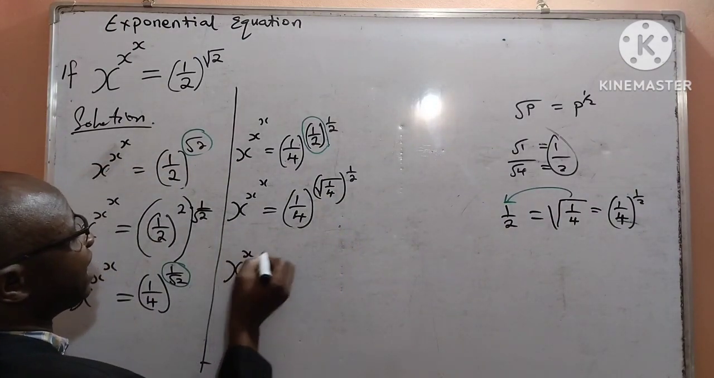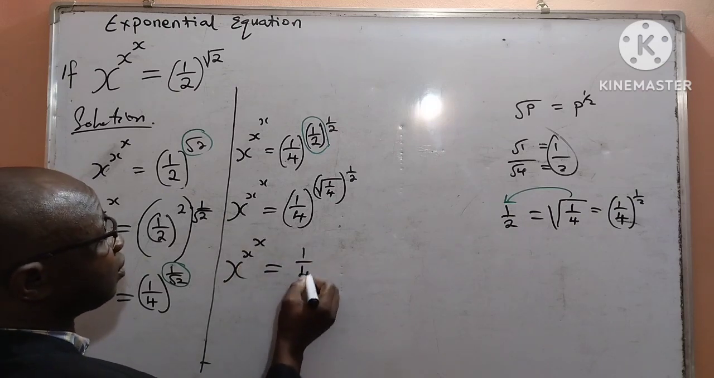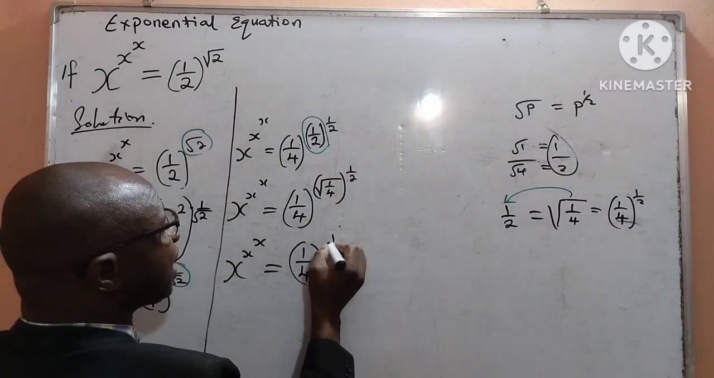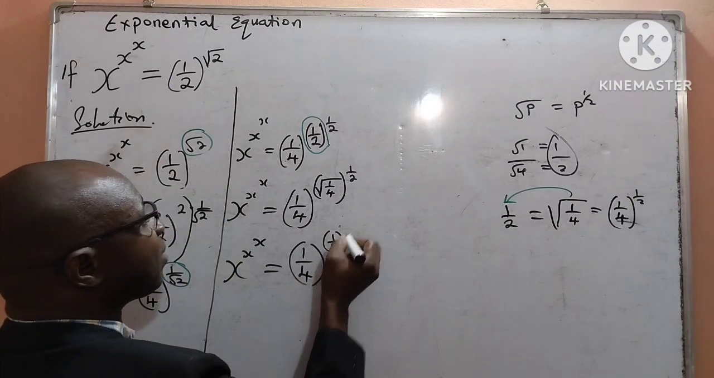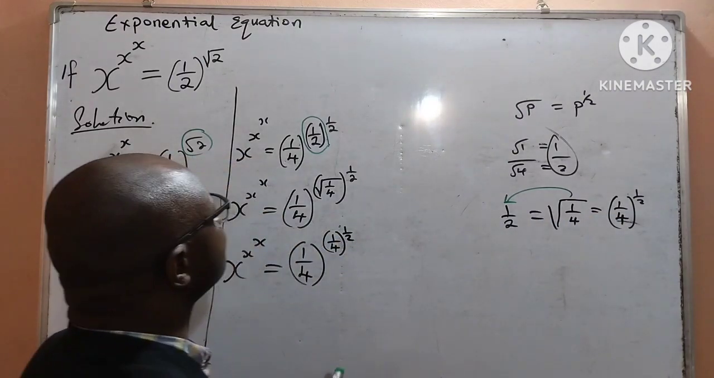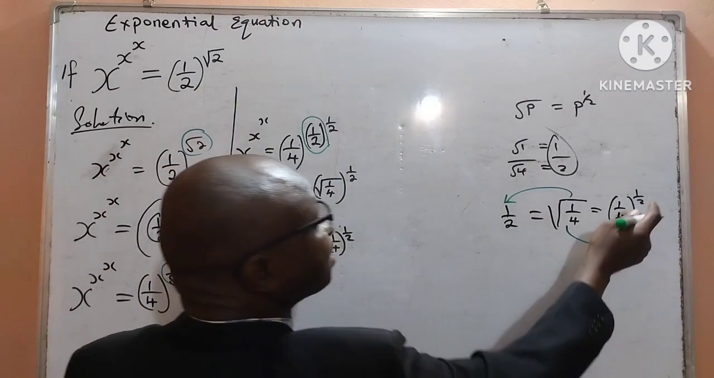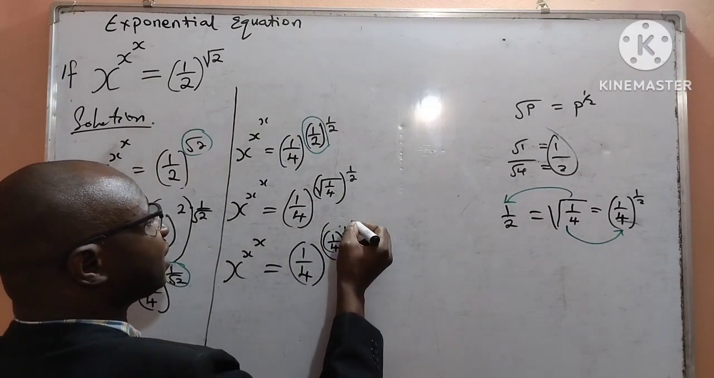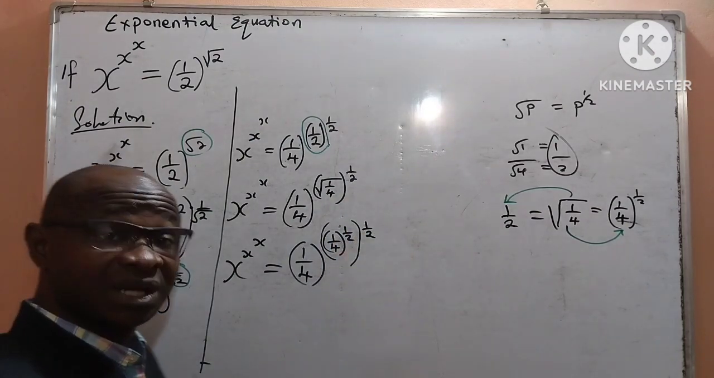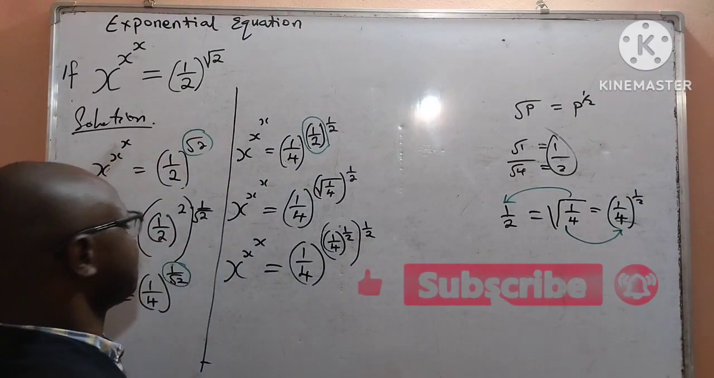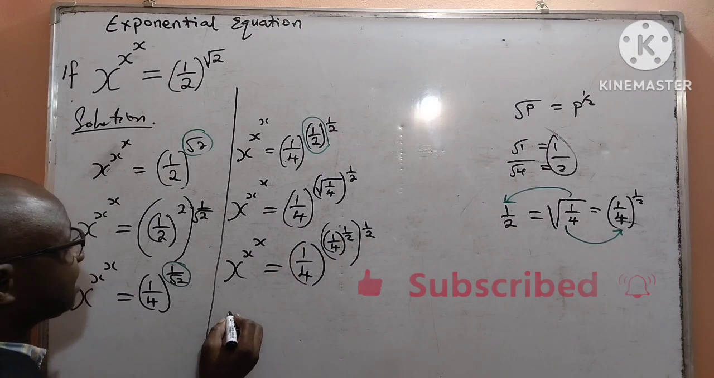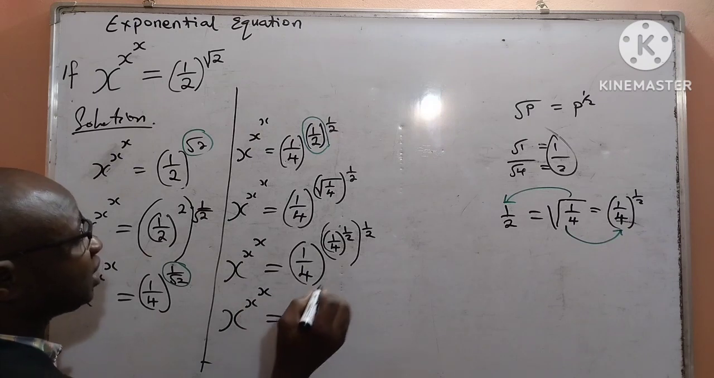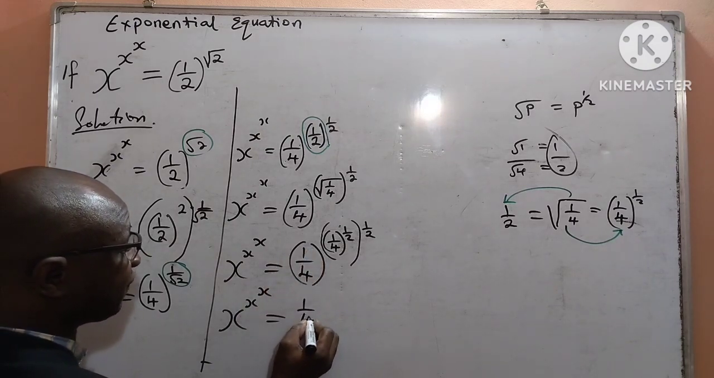I now have x raised to power x raised to power x equal to 1 all over 4 raised to power, this now will be 1 over 4 raised to power half. I have now replaced this with this. Then I still have the power 1 over 2, so I write everything raised to power 1 over 2. That is where I am now. Good. Moving forward, I can still write it as x raised to power x raised to power x is equal to this, which is 1 over 4.